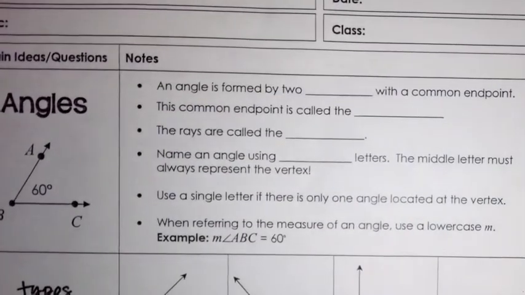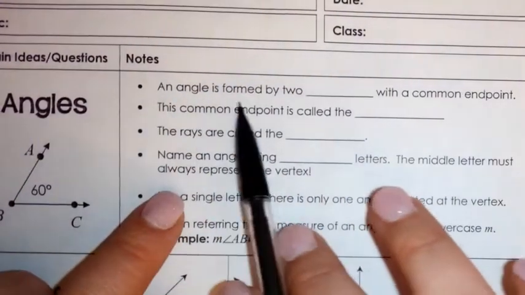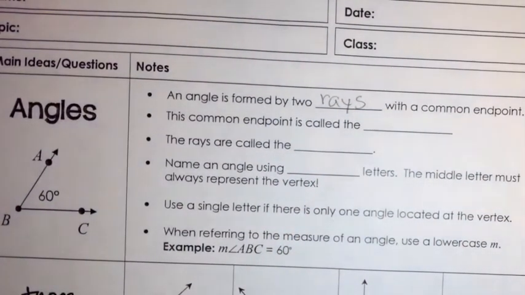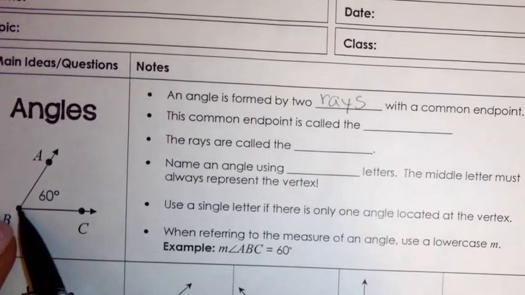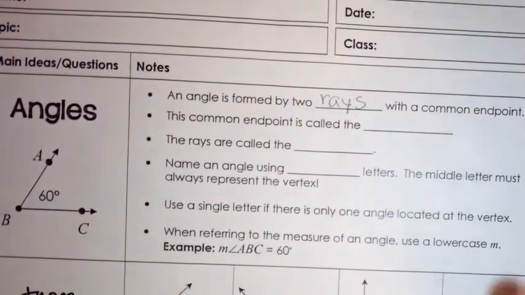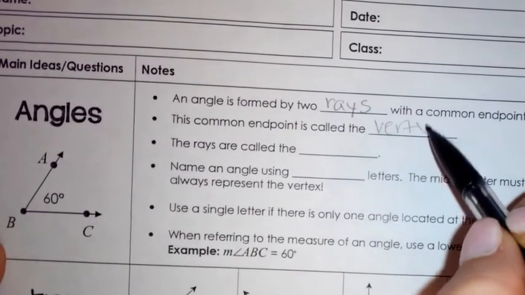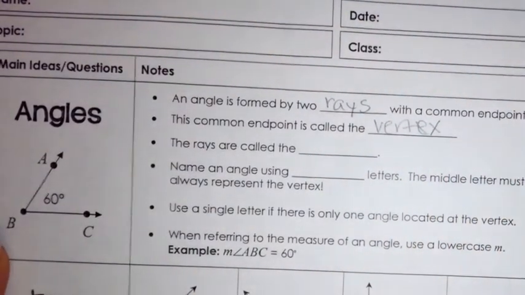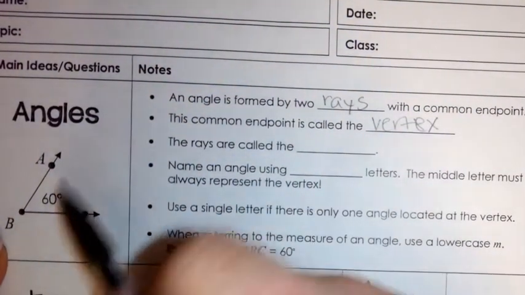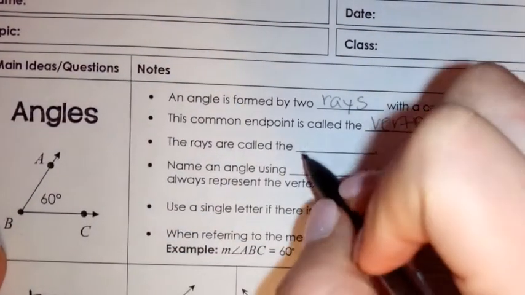Okay, so you probably have heard angles in other classes. An angle is formed by two rays. Remember when we took notes on opposite rays? Opposite rays have a common endpoint. This is an example of an opposite ray. Opposite rays make an angle. This common endpoint that they share is called the vertex. And the rays are called the sides. So if this is side AB and this is side BC of the angle.